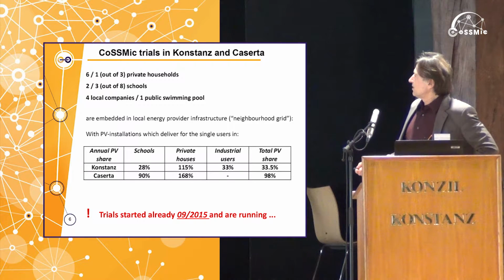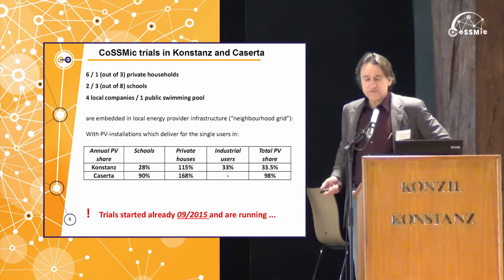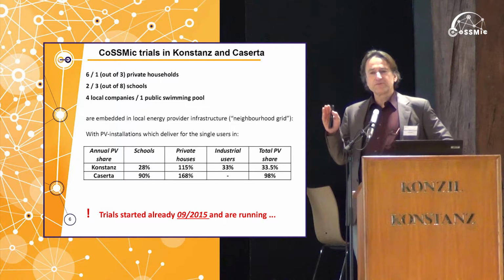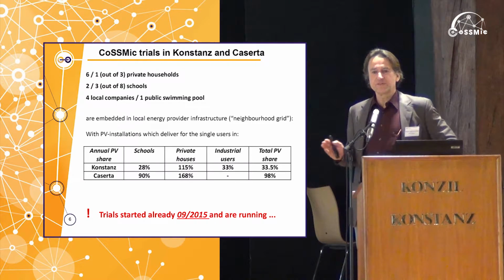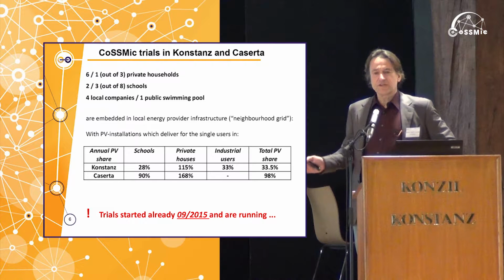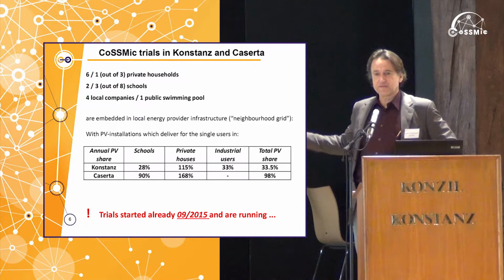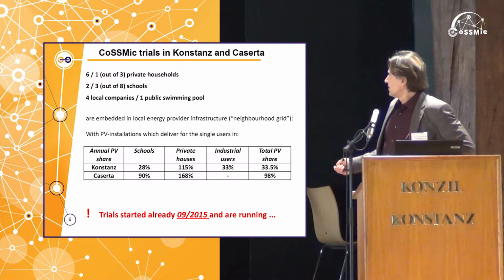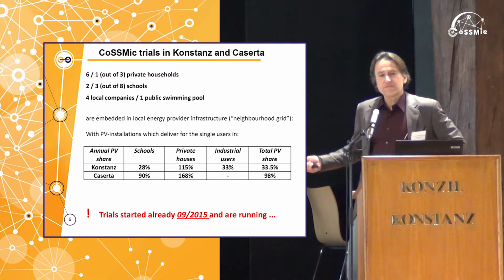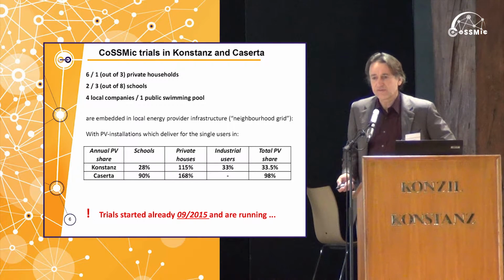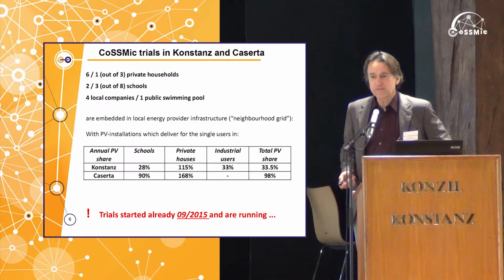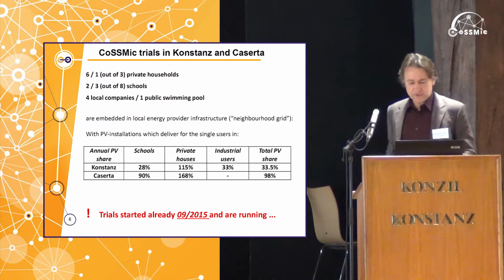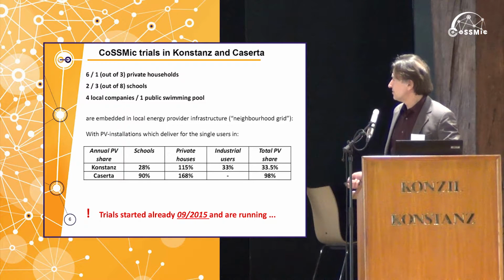When we have a look at the annual share of the PV, that is what is produced over a period of a year versus the consumption of the different sites and of the different communities, then we see that in Konstanz, what we selected is one third covered by PV, and in Italy, more or less 100%. And the trials already started last year in September.